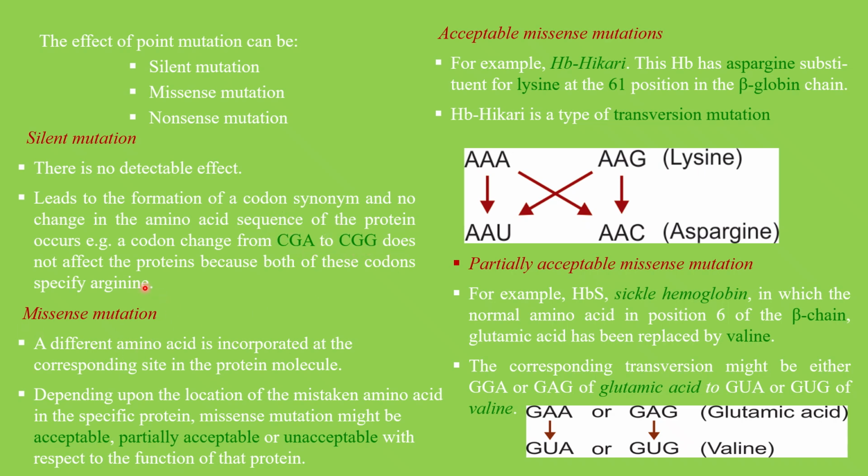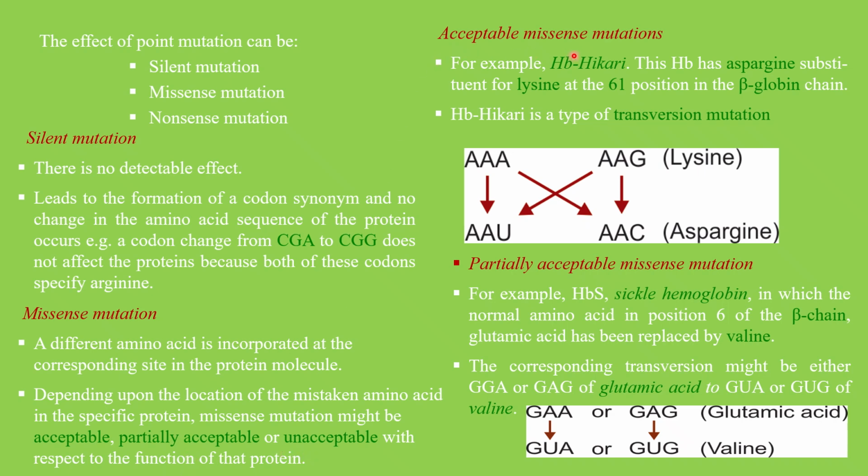In the missense mutation, a different amino acid is incorporated at the corresponding site in the protein due to the change in genetic codon, which is responsible for entry of a different amino acid. Then depending upon the location of the mistaken amino acid in a specific protein, the missense mutations can be acceptable, partially acceptable, or unacceptable with respect to the function of that protein.